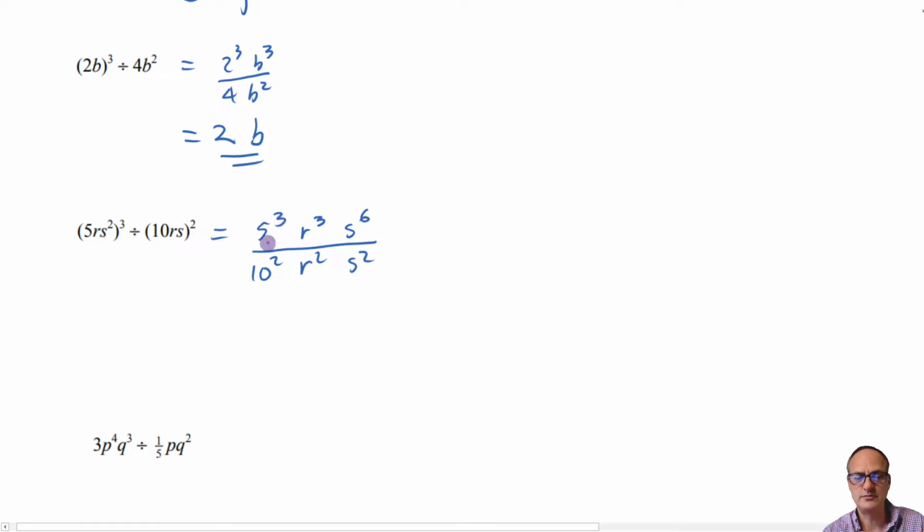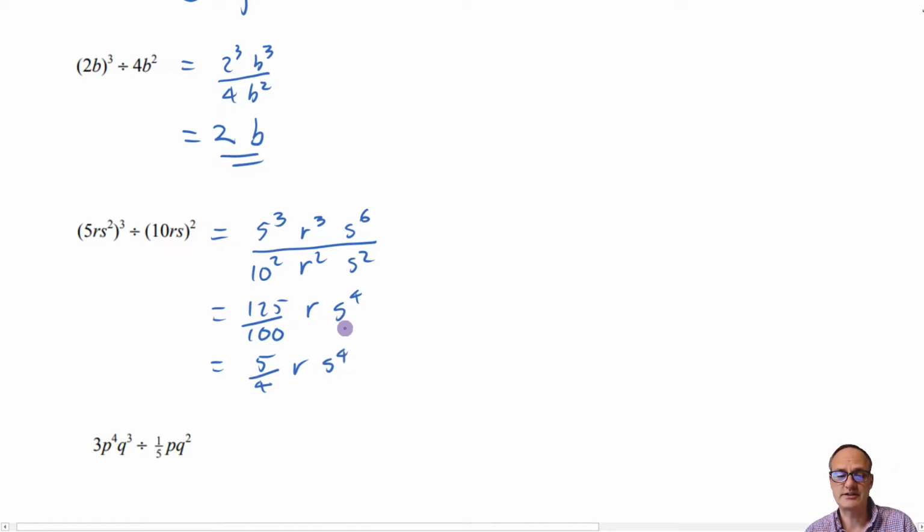So 5 cubed is 125 divided by 100. Well, let's just write that 125 over 100 for now. And we're going to get r cubed divided by r squared is r, and we're going to get s to the 6 divided by s is s to the 4, subtracting the indices, or cancelling out the s's if you can do it GCSE style. Let's cancel this down. 25 goes into the top 5, and it goes into the bottom 4. It's quite a good idea that you practice cancelling these things down in your head without resorting to a calculator straight away. It will make it easier for you to spot things like factorizations later.